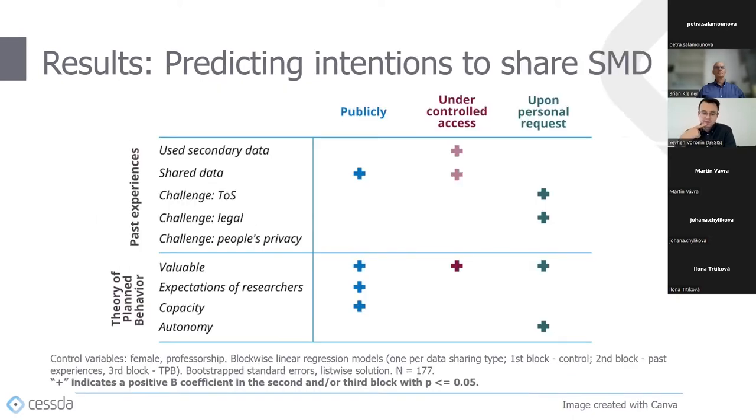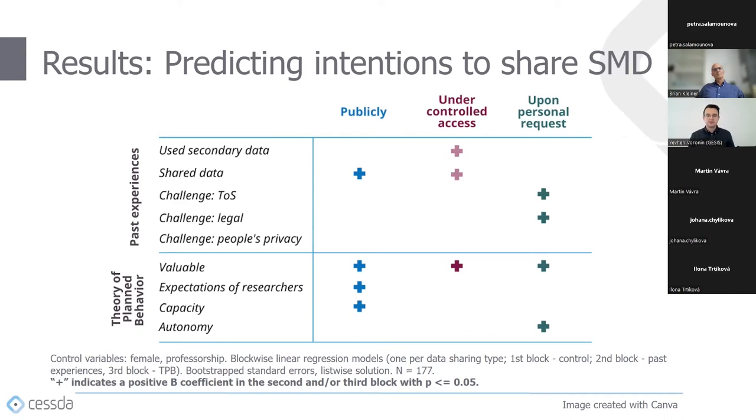Then the third step includes the components of the theory of planned behavior. I mean, how valuable it is for respondents to share their data, whether they recognize the value or not. Then expectations of researchers, some kind of peer pressure that they might feel, and capacity and autonomy of researchers to share their data.